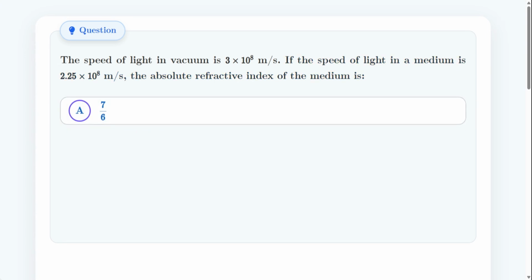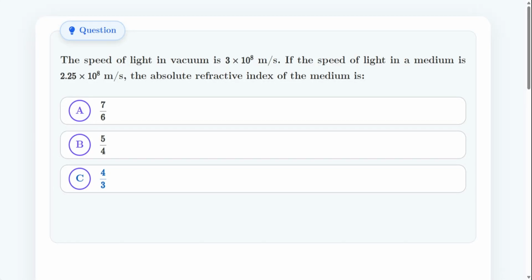Option A. 7 by 6. Option B. 5 by 4. Option C. 4 by 3. Option D. 3 by 2. Let's find out the correct answer.